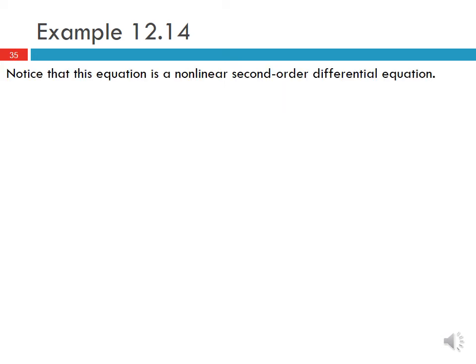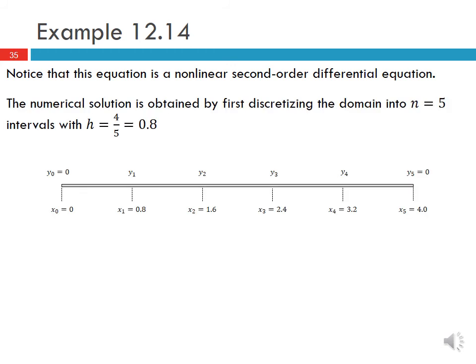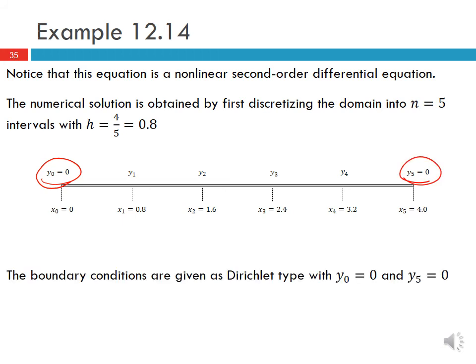So we can notice that this equation is a nonlinear second order ODE. The numerical solution is obtained by discretizing the domain into 5 intervals. So here our h is equal to 0.8, and we've got our 2 prescribed boundary conditions, y of 0 is equal to 0 and y of 5 is also equal to 0. The boundary conditions are the Dirichlet type, so we can prescribe the values of y exactly.